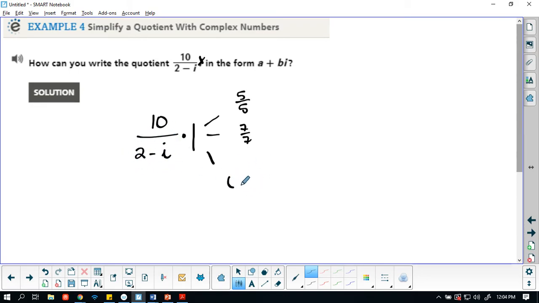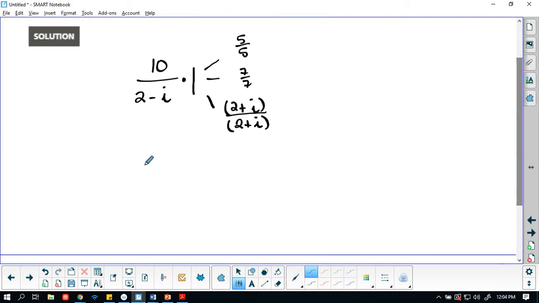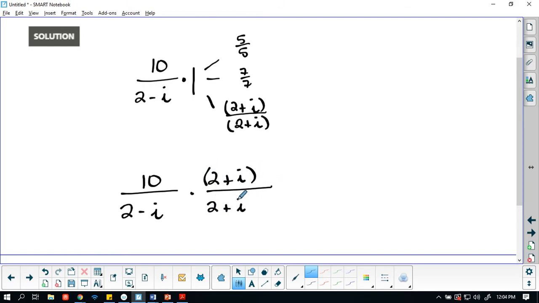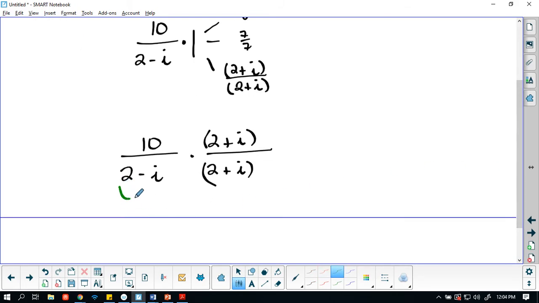So this is where I want to use that complex conjugate. So really, I can multiply this by 2 plus i. And notice if I had a 7 in the denominator, I had to have a 7 in the numerator because that 7 over 7 equals 1. So I'm going to put this in the numerator too. In other words, I'll be doing 10 divided by 2 minus i, times 2 plus i divided by 2 plus i. Okay, again, right here in the denominator, we have a complex conjugate.